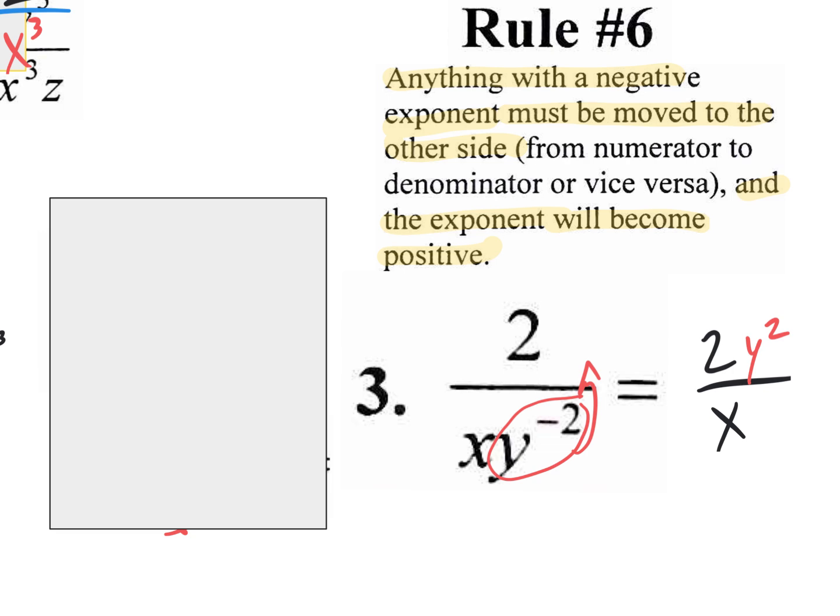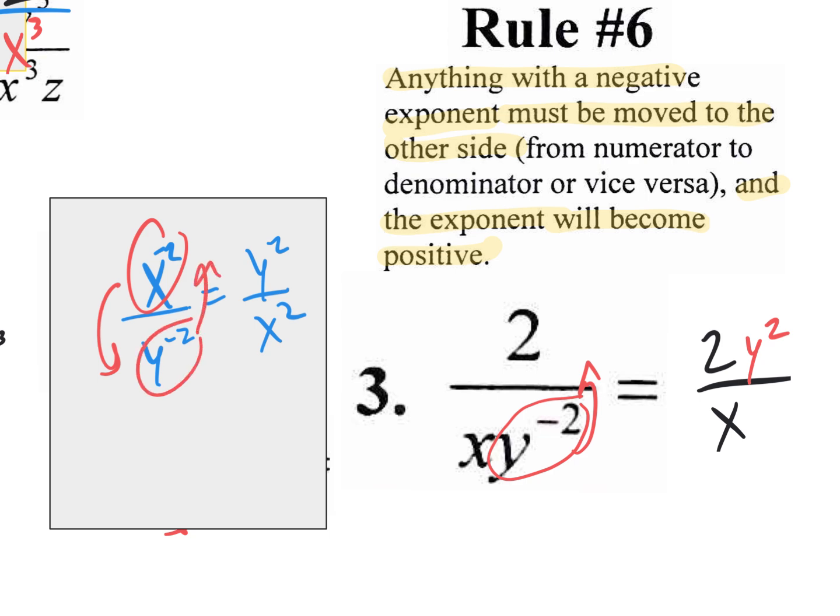And that is rule 6. Anytime you have a negative exponent, move them from one side to the other. Of course, it could get a lot more complicated. You could have something like x to the negative 2 over y to the negative 2, and that would flip it. It'd be y to the 2 over x to the 2, right? Because negative exponents move to the other side. You don't have to copy that one down, but just keep in mind, anything with the negative exponent must be moved to the other side, and it becomes positive.